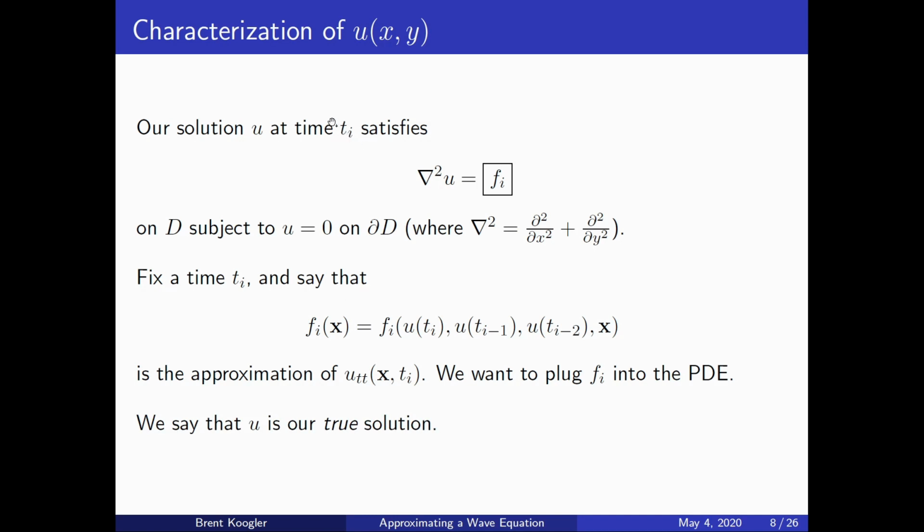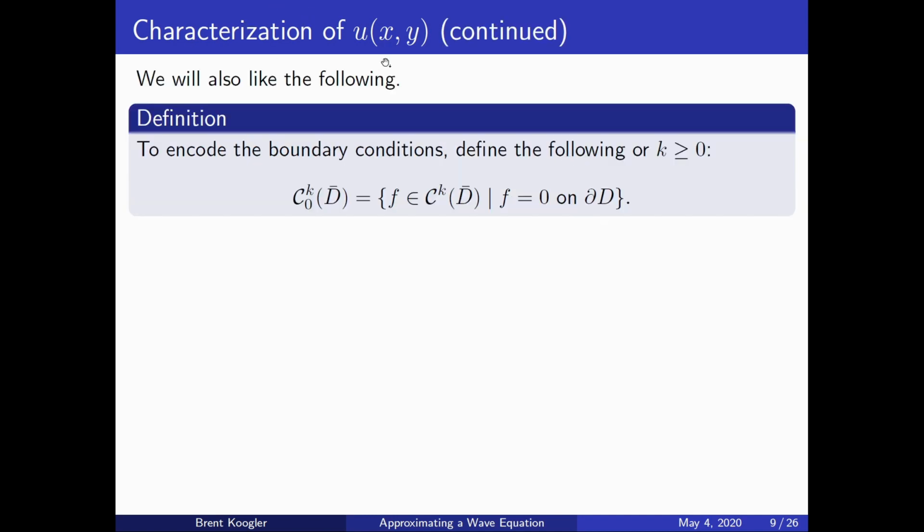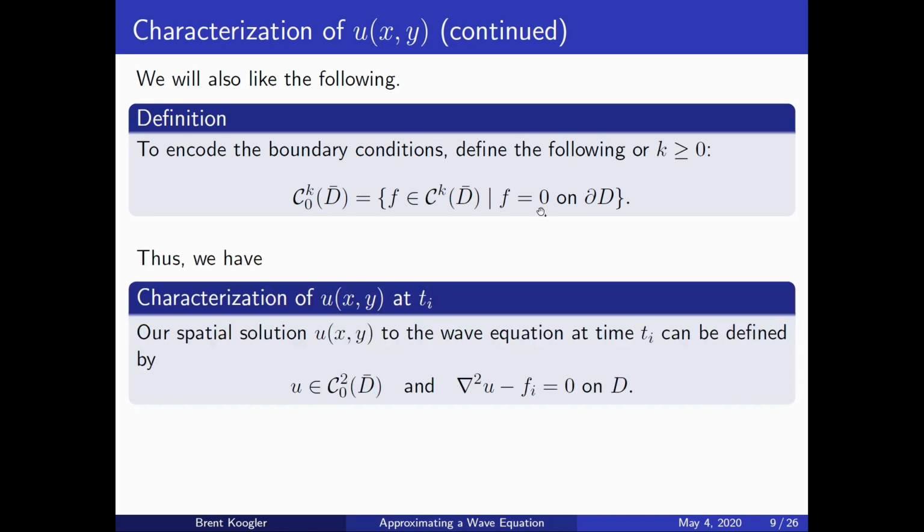And we're going to assume that we have a fixed time t sub i throughout the rest of this derivation. Now, in order to characterize u of x, y in a more compact manner, we're going to define this continuous function space C naught k, which is basically the functions that have kth partials but are also 0 on the boundaries. And if we do this, we can finally write it out in this nice display by saying that our true solution is in C naught squared, and also satisfies this differential equation, this PDE.